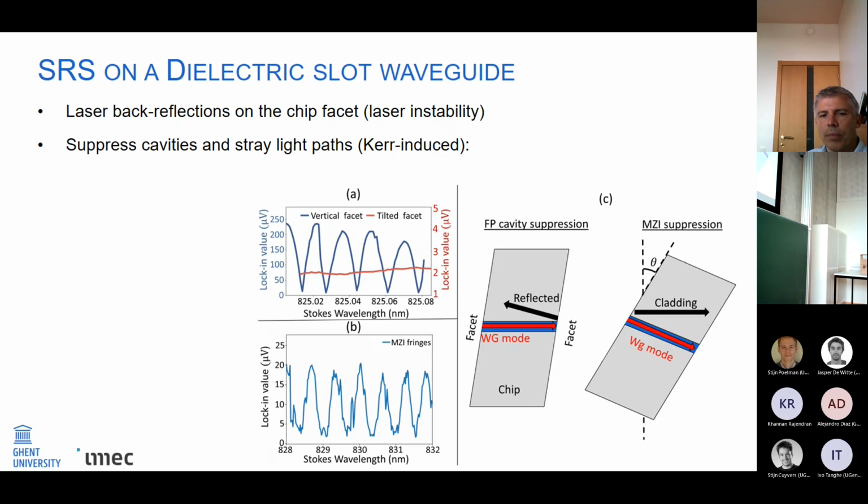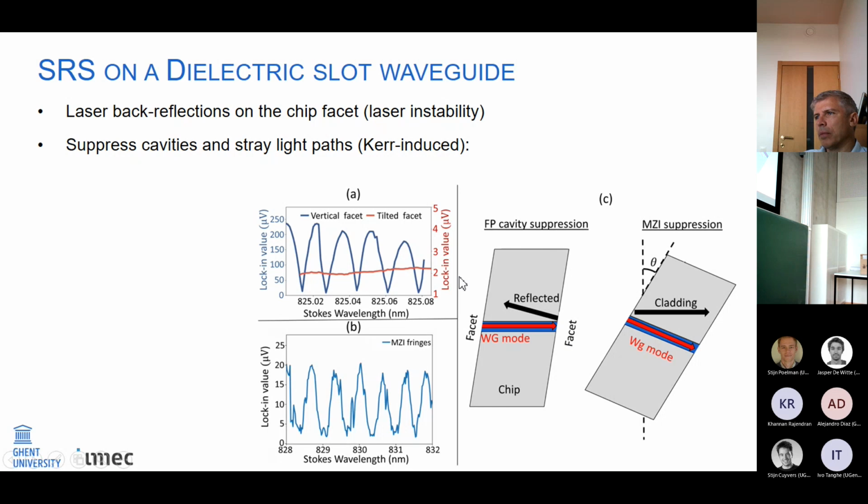And therefore, when the pump light is on versus off, you'll actually have a difference in transmission that you can again pick up. And therefore, you need to suppress those effects. In case of the photonic cavity, you need to dice your facets at an angle such that the waveguide light cannot back couple into the waveguide, but gets reflected somewhere else.